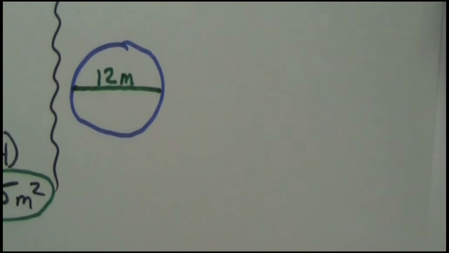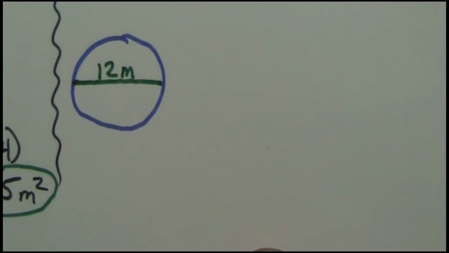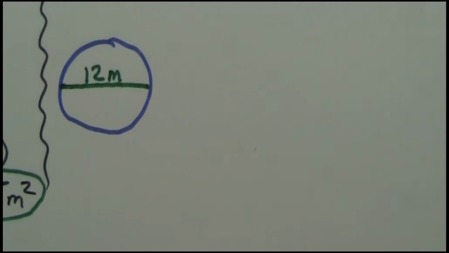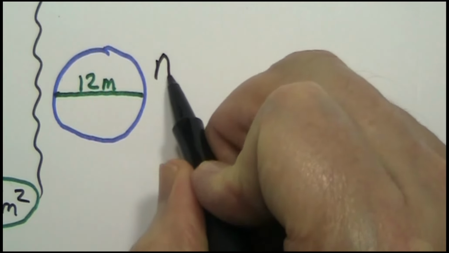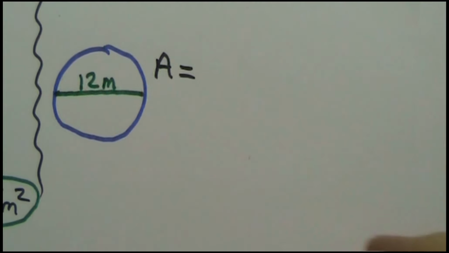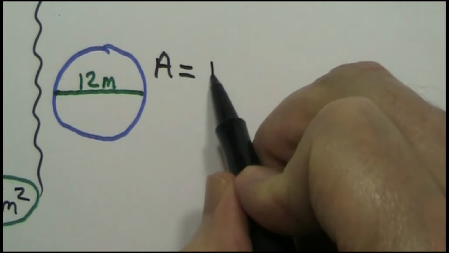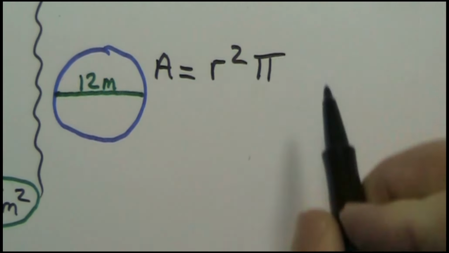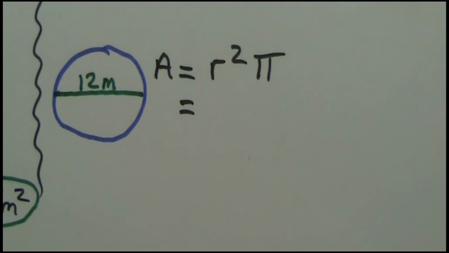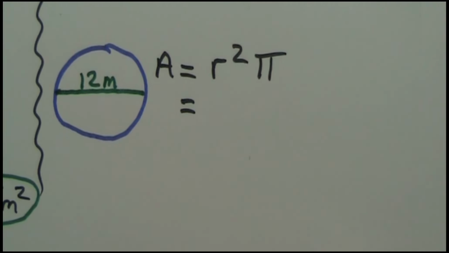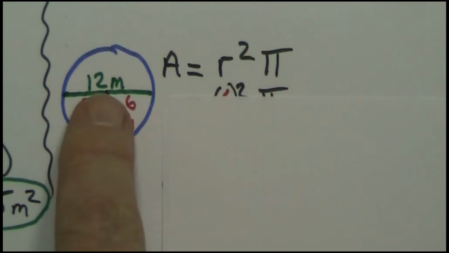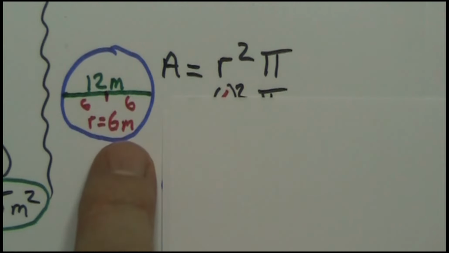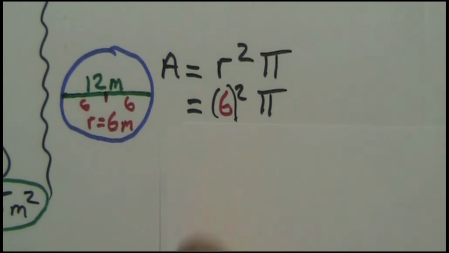Okay, for our last example, the circle is 12 meters, but that's not the radius. That's a diameter. Write your formula. Plug in your numbers and see what you get for the exact and the approximate. Notice that the radius is 6, right? If the diameter is 12, the radius is 6 meters. So I put a 6 in there for the radius.